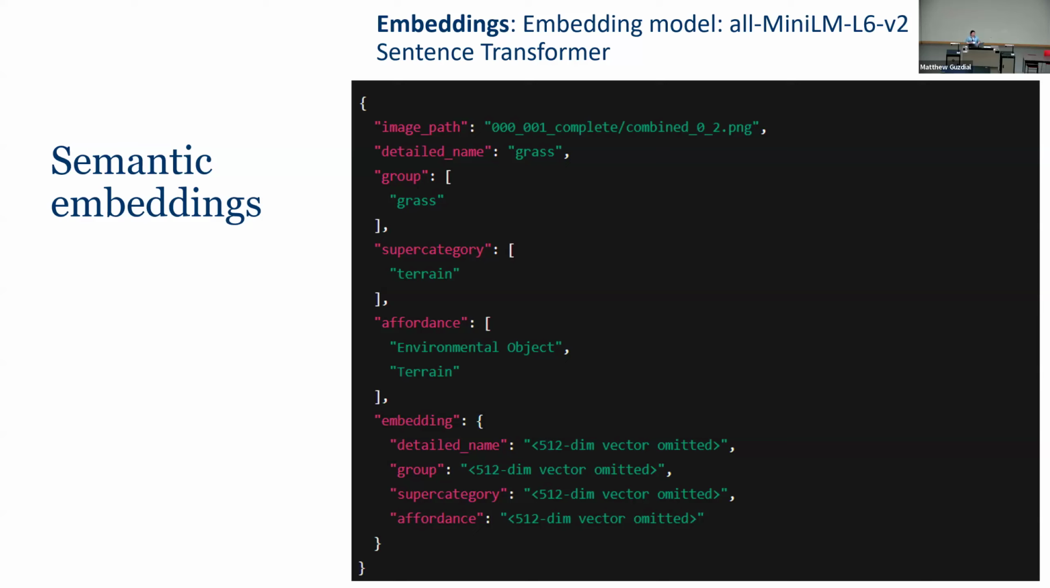For example, grouping tiles that are conceptually similar, retrieving assets based on story description, or aligning narrative elements with visual tiles. So this structure is consistent across all of the objects we provide in the dataset, so it's easy to plug into downstream generation or retrieval pipelines.